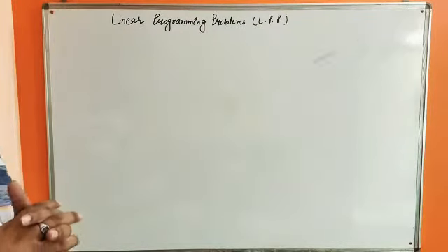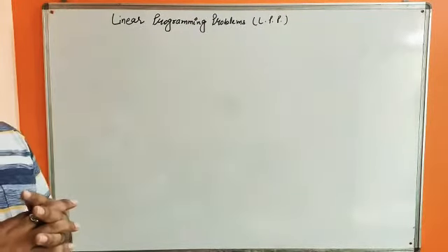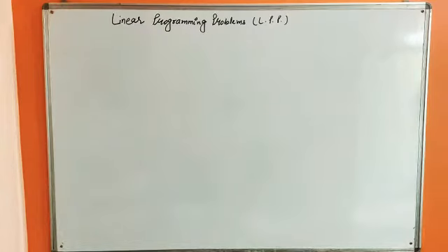Hello guys, this is the first lecture on linear programming problem, LPP. What is the meaning of linear programming, and how do we solve or formulate these kinds of problems? So what is the meaning of linear? Linear means that all the relations in the particular problem are linear, and the term programming refers to the process of determining a particular programme or plan of action.